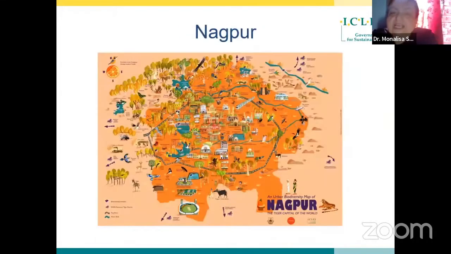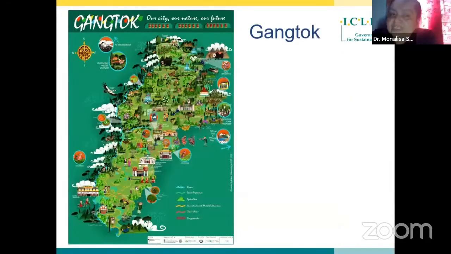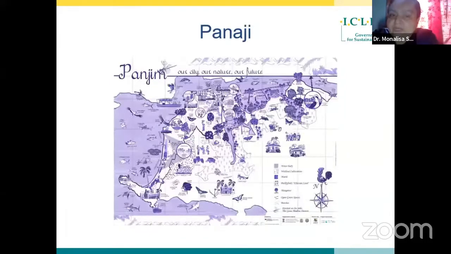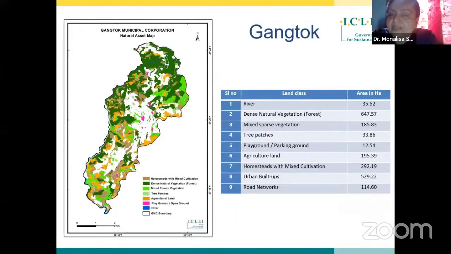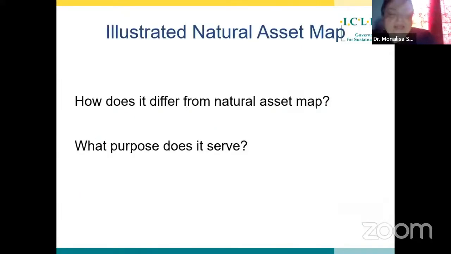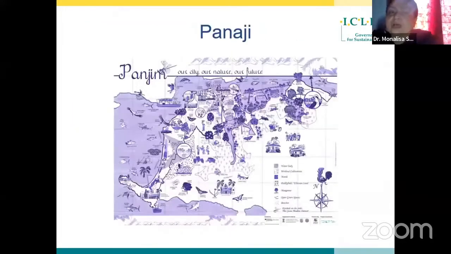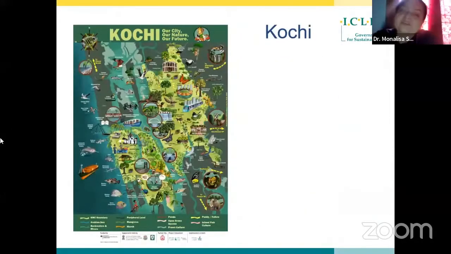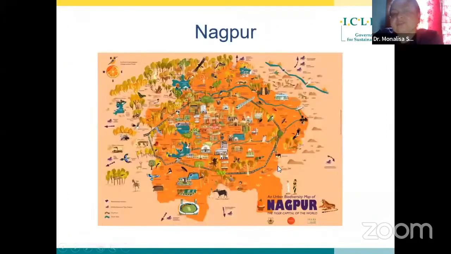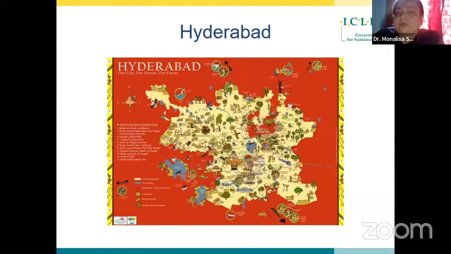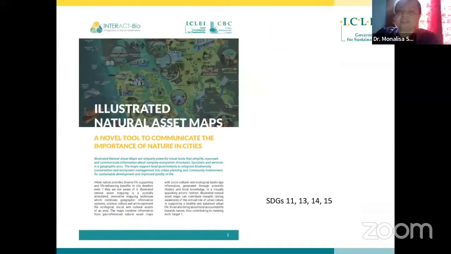While I'm saying this, these maps do not get prepared very easily. They need a lot of ground data collection. In the GIS-based ones, you have to do data collection and ground truthing, and extensive surveys need to happen for the illustrated natural asset map, wherein we are putting in species also sighted and where they were sighted. So it takes at least about 6 to 7 months, if not more, to come up with one such map. And we also have certain communication material on what these illustrated natural asset maps are and why they are a novel communication tool and important to cities.